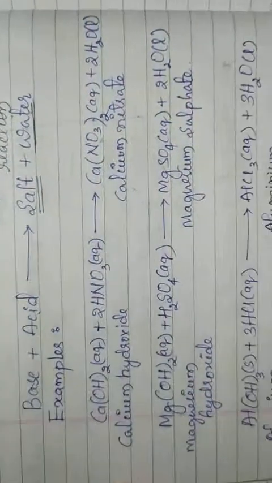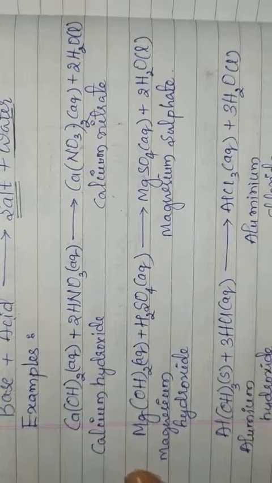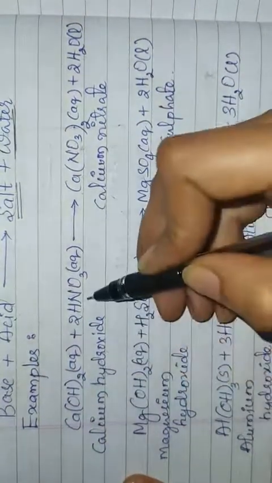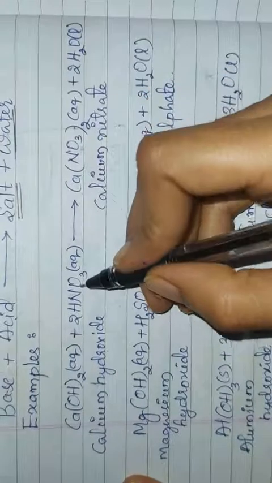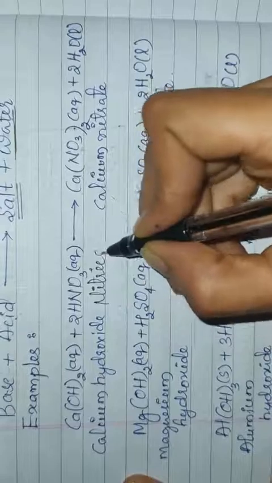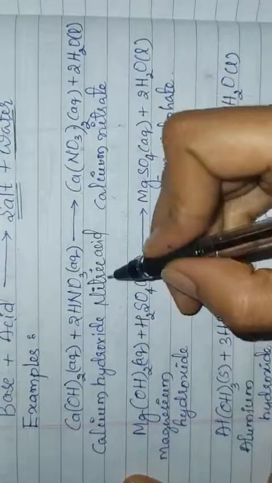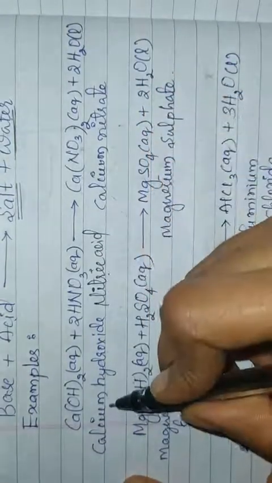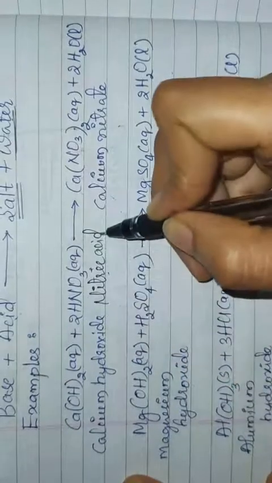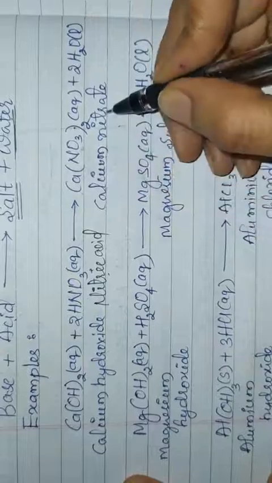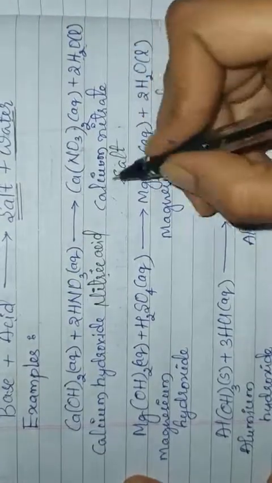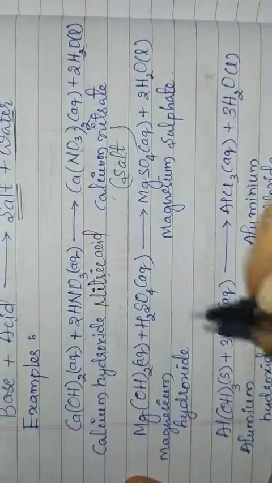Let us see examples for this kind of reaction. This calcium hydroxide is a base. It reacts with the acid. Here the acid taken is nitric acid. This calcium hydroxide is a base and it reacts with nitric acid to form calcium nitrate and water. Calcium nitrate is the salt.